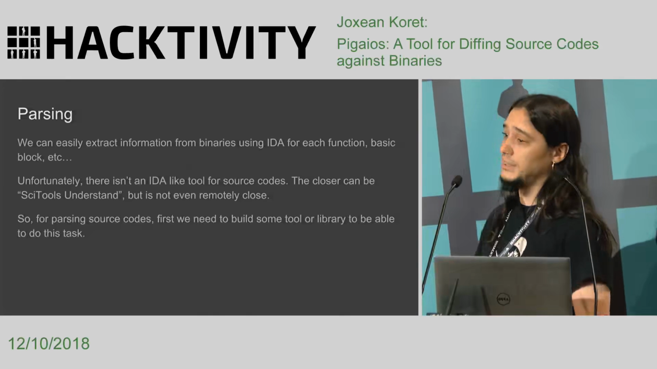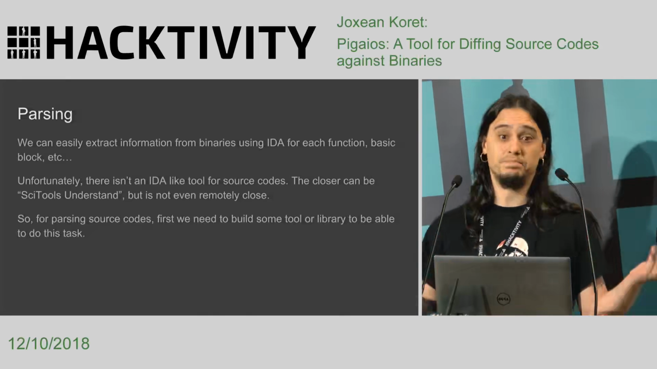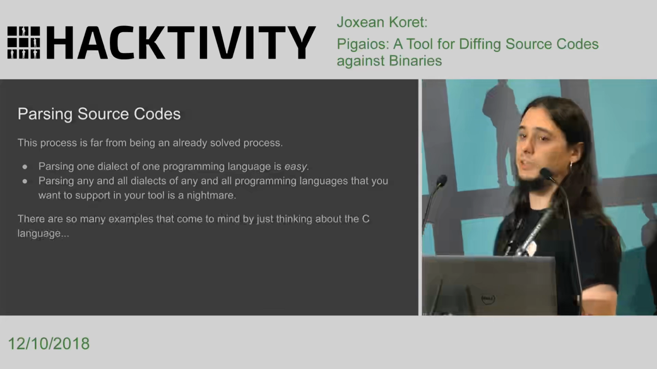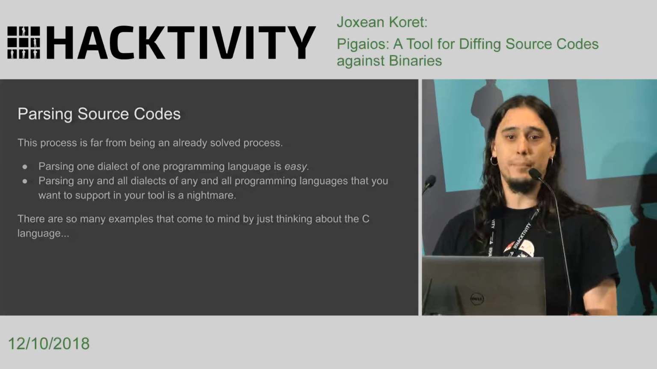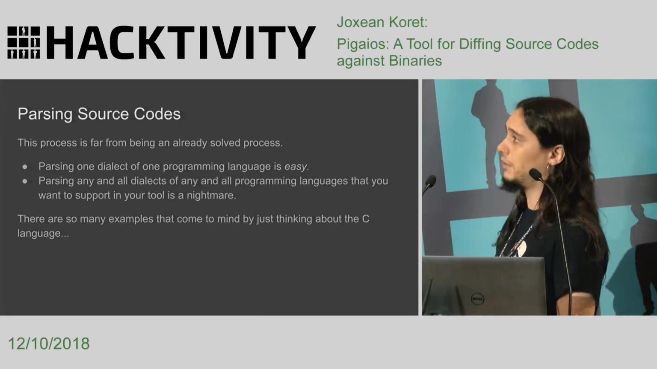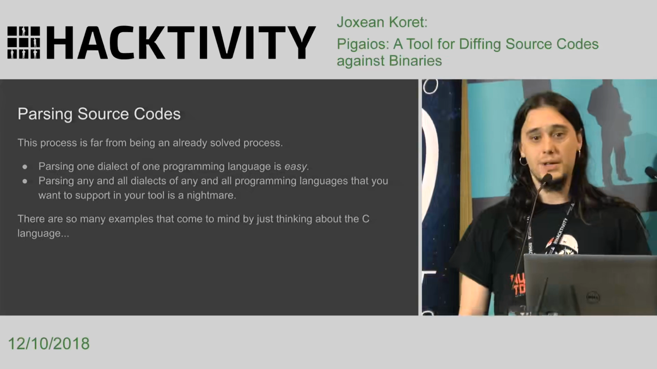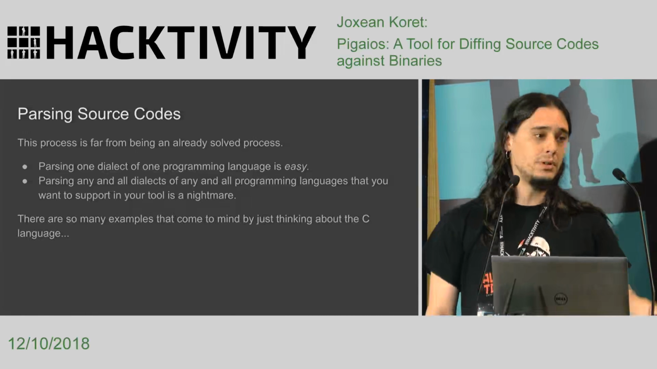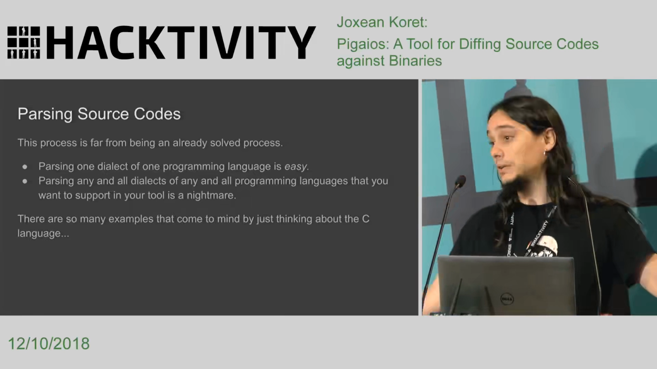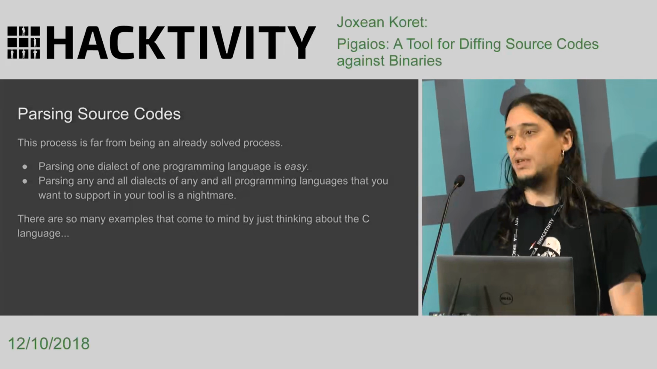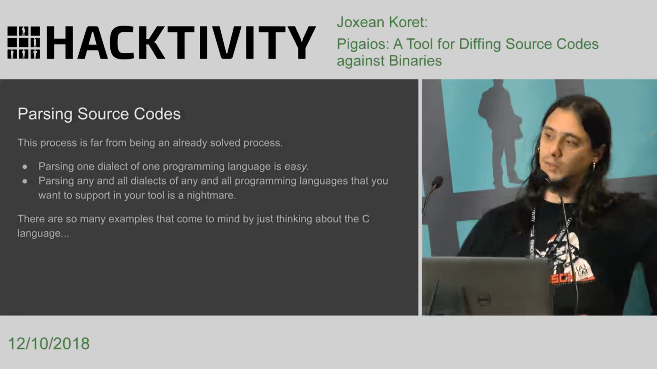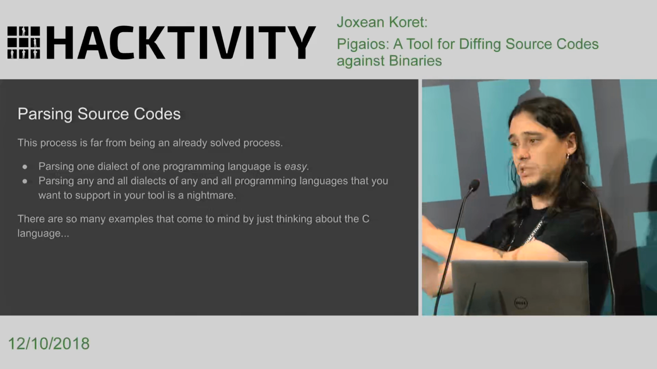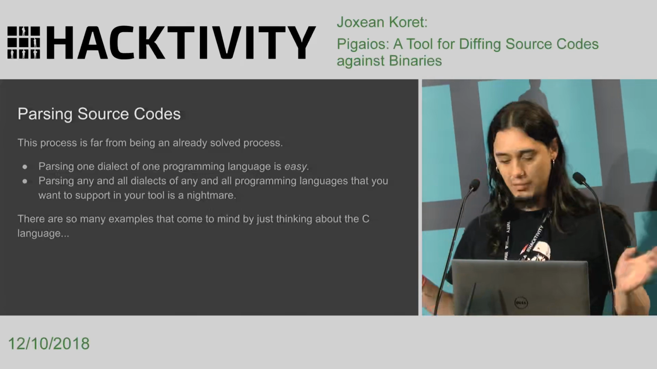So parsing source code is the first problem that I had to somehow solve. Some people believe that parsing source code is an already solved problem because we have compilers and stuff, but it's far from being a solved problem at all. Yes, we can parse one dialect of whatever language we support or want to support, if we are writing a compiler, and that's all. But in our case, we want to support any and all dialects of all the languages that we want to support. In my case, I decided to stick to C and only support the C language for now.